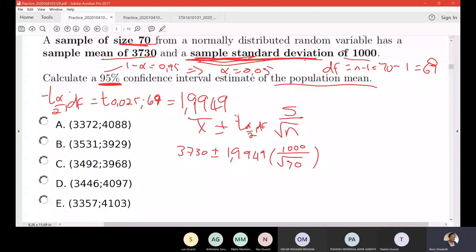Calculating this, I'm also going to calculate it from my side. Please calculate it on your side so that we can compare our answers. 1,000 divided by the square root of 70 equals 119 point some number, multiply by 1.9949 equals, and I'm going to write here, plus or minus 238.4362, because my calculator is in four decimal places. I'm going to keep it at four decimal places.